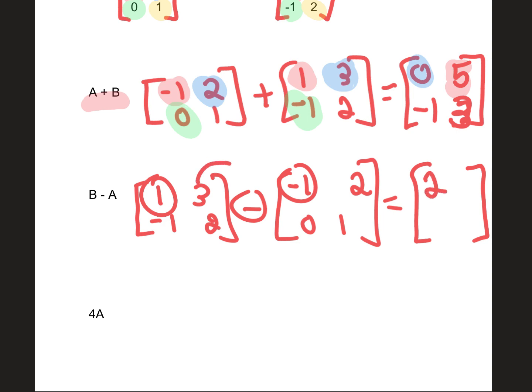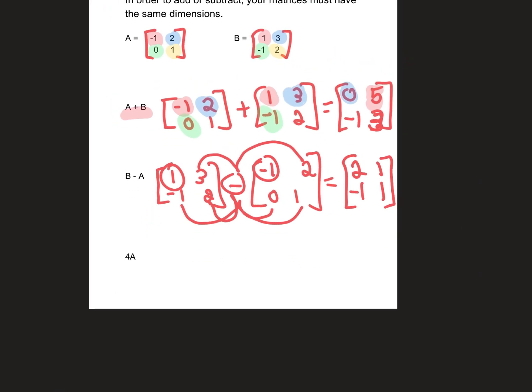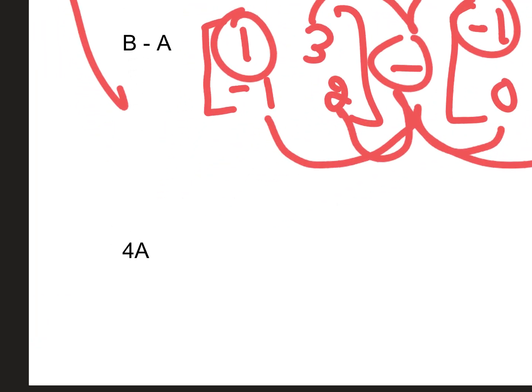Then we're going to take 3 minus 2, which is 1. Then we're going to take -1 minus 0, which is just going to be -1. And then we're going to take 2 minus 1, which is just 1. So our solution is going to be 2, 1, -1, 1. And then the last thing is what's called, so this is adding and subtracting. This is what is called scalar multiplication.